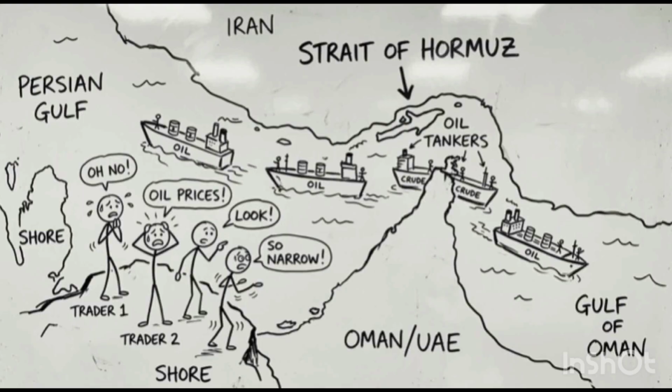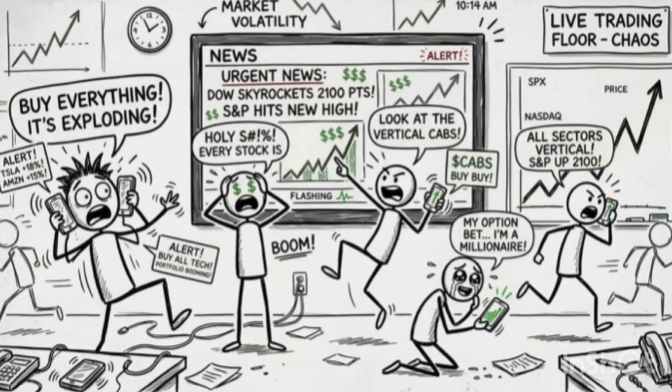Why volatility explodes during war? Volatility simply means the speed and magnitude of price movement. During geopolitical conflicts, volatility increases for several reasons. First, there's a constant flow of new information. Breaking news, military updates, government statements, sanctions, diplomatic responses. Each piece of news can change how investors view the future. Markets react instantly to this information.